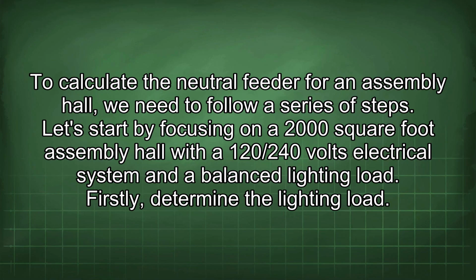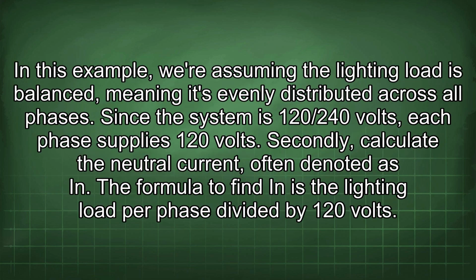To calculate the neutral feeder for an assembly hall, we need to follow a series of steps. Let's start by focusing on a 2000 square foot assembly hall with a 120/240 volts electrical system and a balanced lighting load. Firstly, determine the lighting load. In this example, we're assuming the lighting load is balanced, meaning it's evenly distributed across all phases.